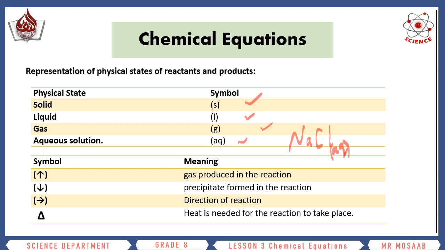An upward arrow means gas produced. A downward arrow means precipitate. A right arrow means direction of the reaction. And a triangle means heat is needed.